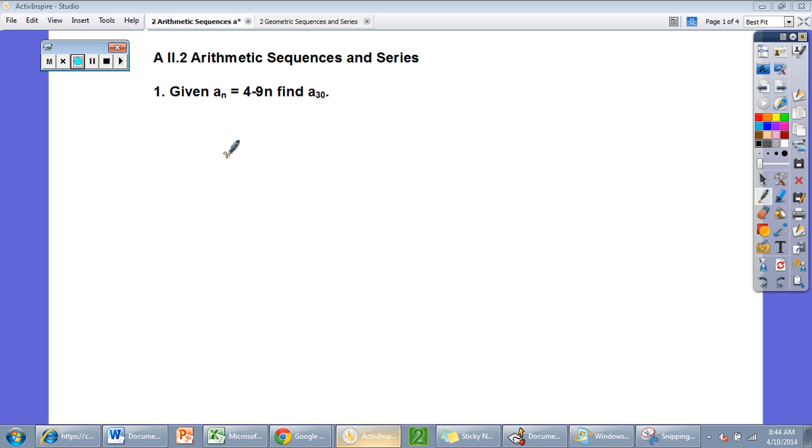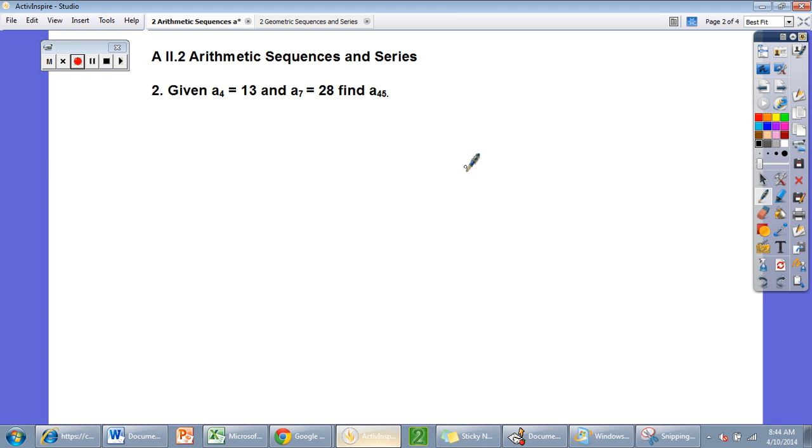All that means here is that we're plugging 30 in for n into this equation. So we're doing 4 minus 9 times 30. Pretty straightforward, and you should get negative 266 when you do that. Again, fairly straightforward. The next example takes a little bit more to it.